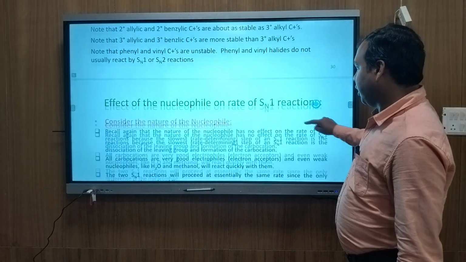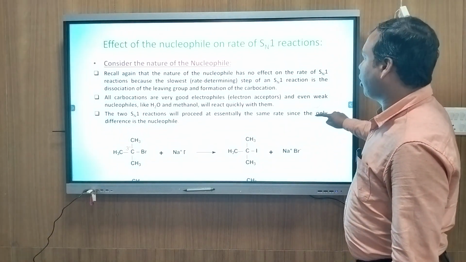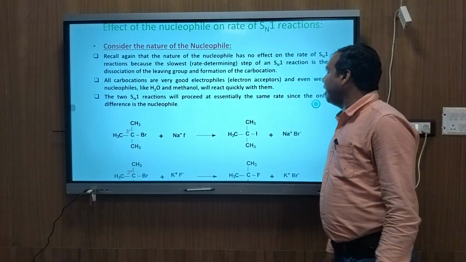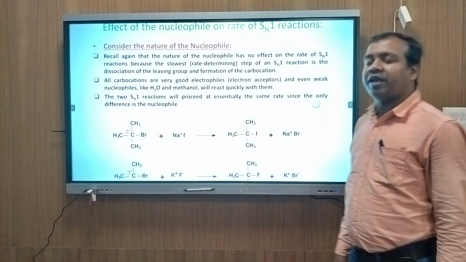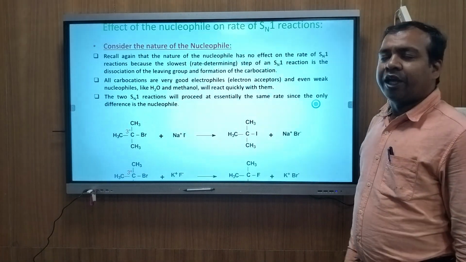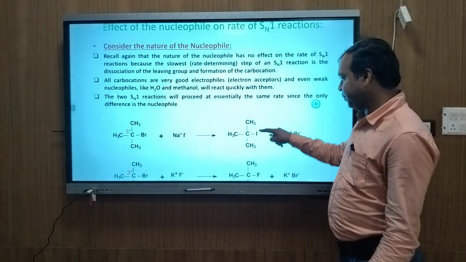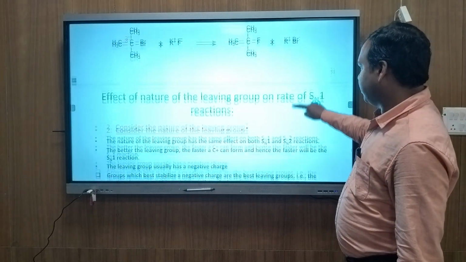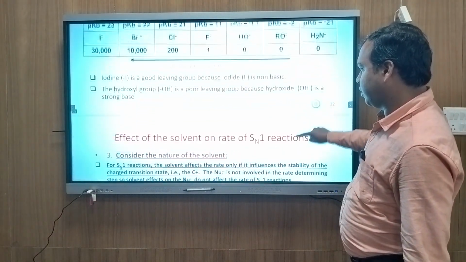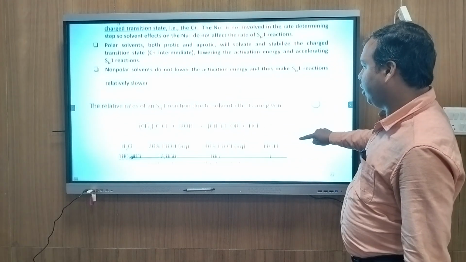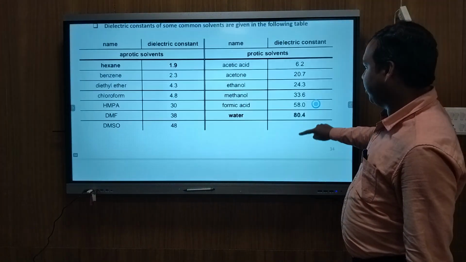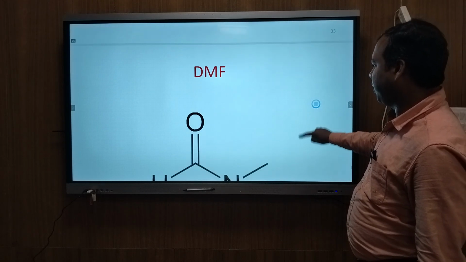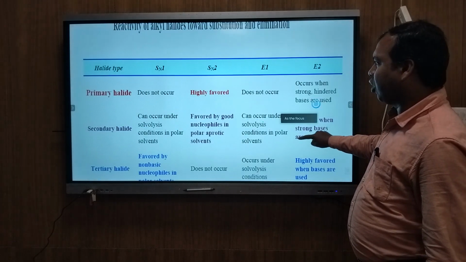Effect of the nucleophile on the rate of SN1 reaction. So recall again that the nature of the nucleophile has no effect on the rate of the SN1 reaction, because in the rate determining step the nucleophile does not participate. This is the general scheme. Now the effect of the solvent on SN1 reaction, already discussed. DMSO and such solvents are not appropriate, so water, methanol, alcohol mixtures are used.